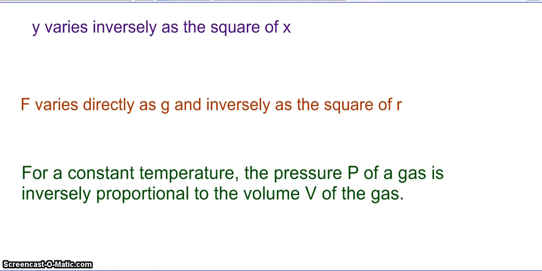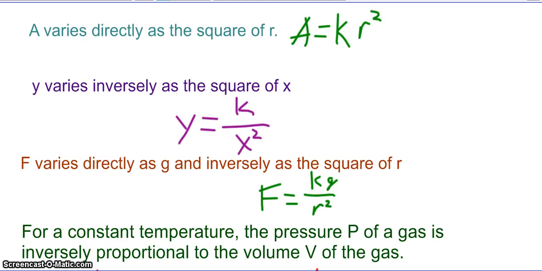Okay, so now that you saw that, I want you to do the next three, so pause the video and then unpause it when you're ready to check your answers. Okay, so y varies inversely as the square of x is going to be y equals k over x squared. F varies directly as g and inversely as the square of r. So one thing at a time, f equals kg would be directly as g, and inversely as the square of r is going to be over r squared.